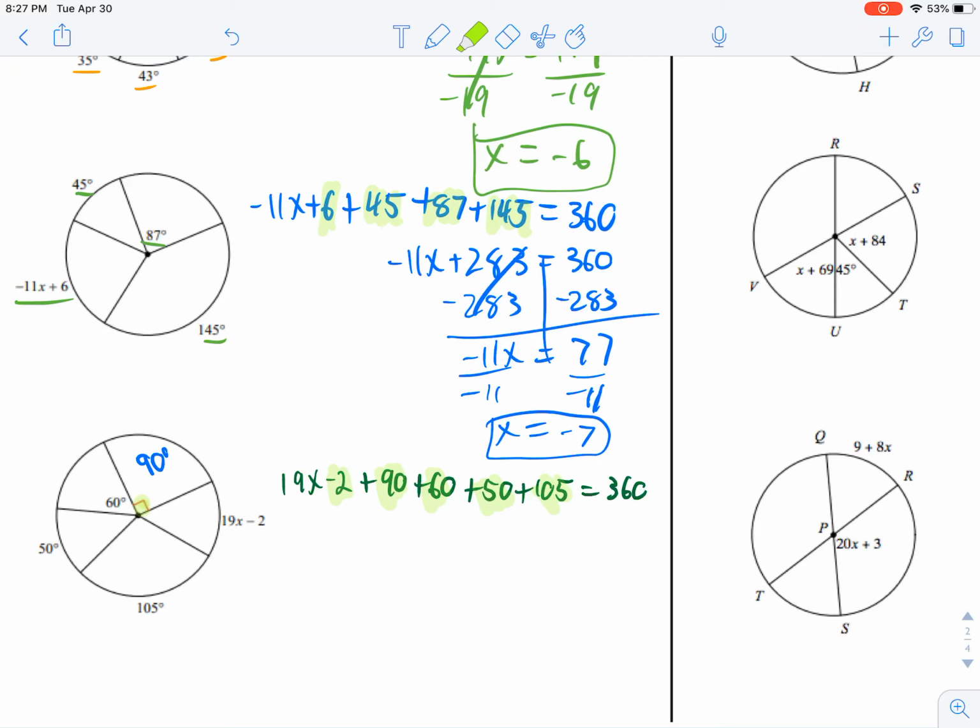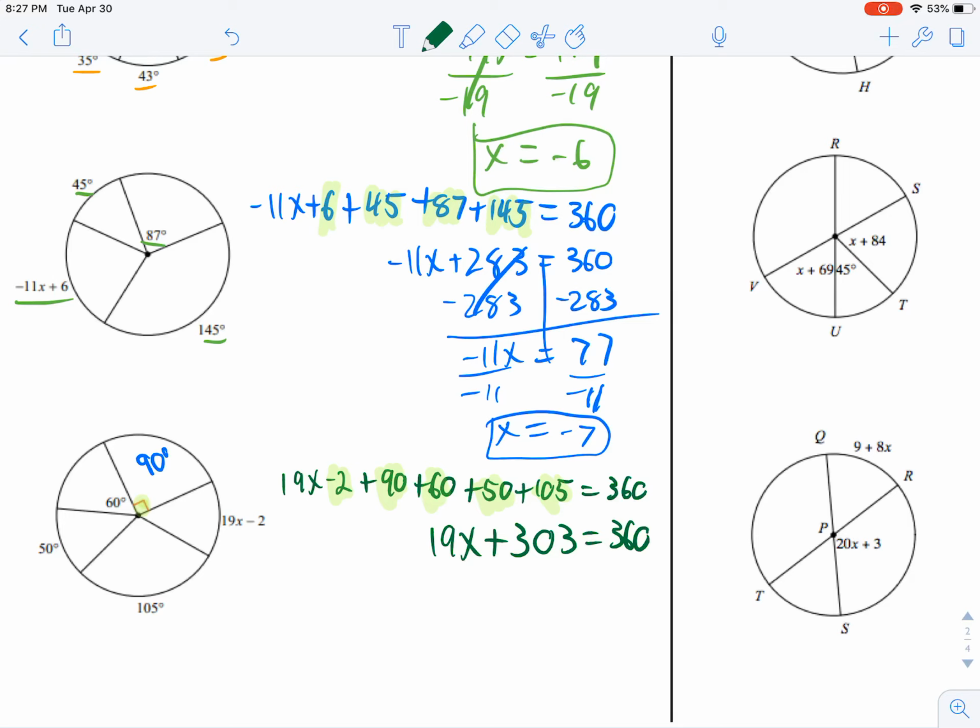Alright, so when we add them all together, you get out that trusty calculator, and we're just going to put these guys all together in there. So negative 2 plus 90 plus 60 plus 50 plus 105 should give us 303. Okay, so I just rewrote my equation there.